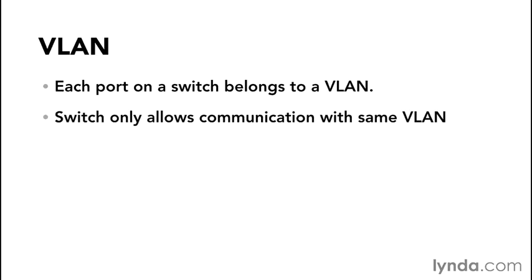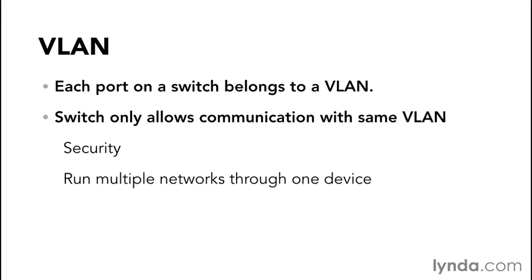The switch only allows communication within the same VLAN. So if we have 2 ports that are on the same VLAN, those 2 machines can communicate with each other. But if we have 2 ports that we have tagged as separate VLANs, then those 2 ports cannot communicate with each other. This can certainly make things more secure. We can prevent certain ports from communicating with other ports. It also allows us to run multiple networks through one device.